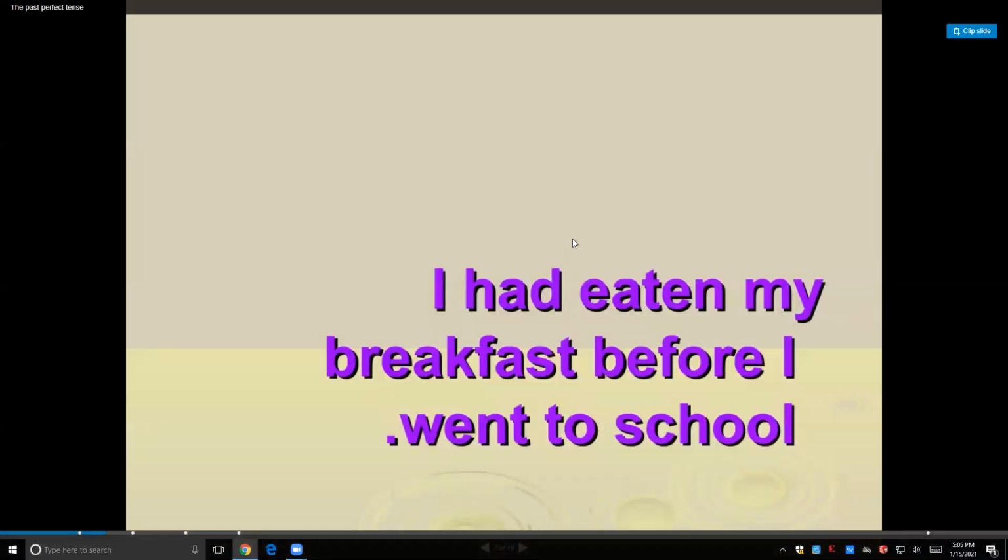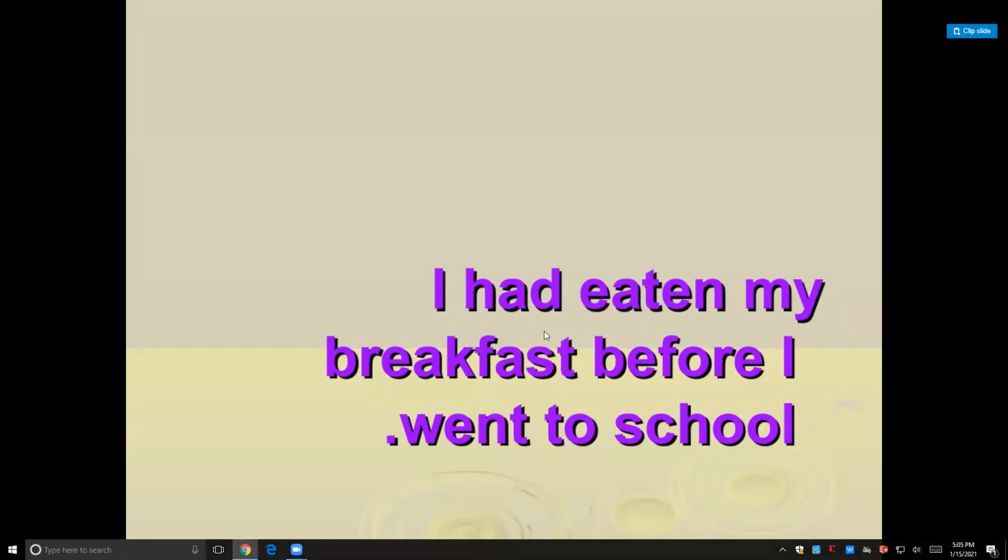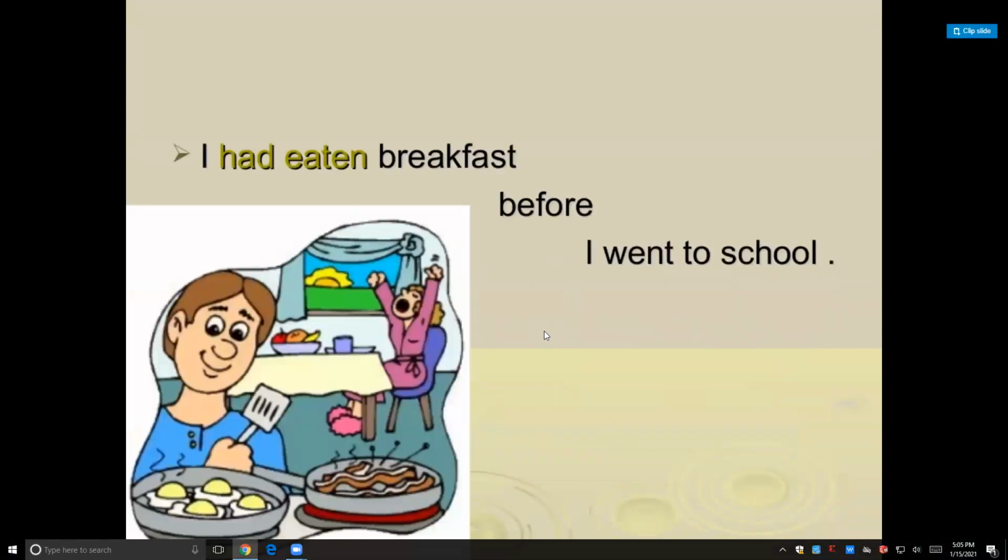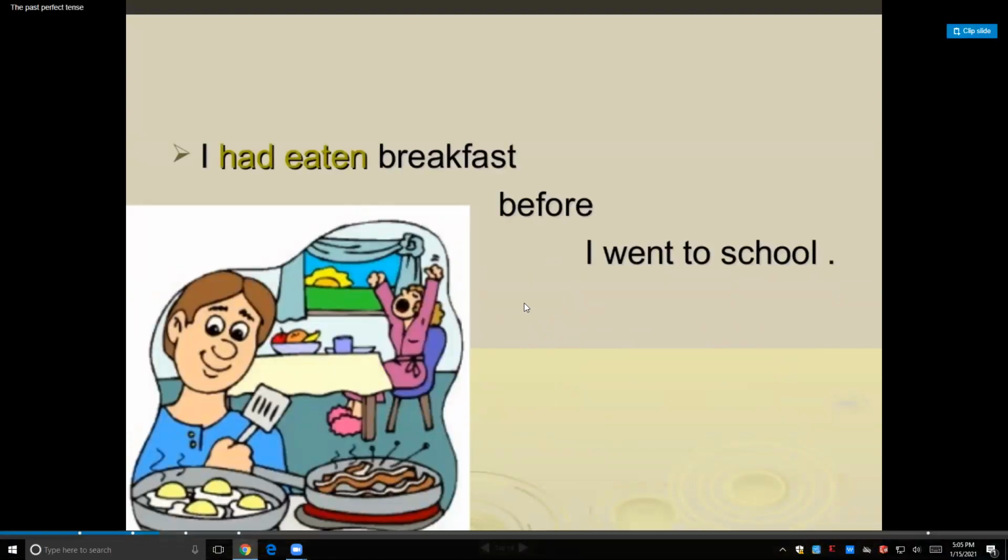Now see this sentence. I'd eaten my breakfast before I went to school. Now this is a typical sentence of past perfect tense. Now we can divide this sentence into two parts. The first part is I had eaten breakfast, and the second part is I went to school. So there are two parts, and you can see that these two parts are joined by before.